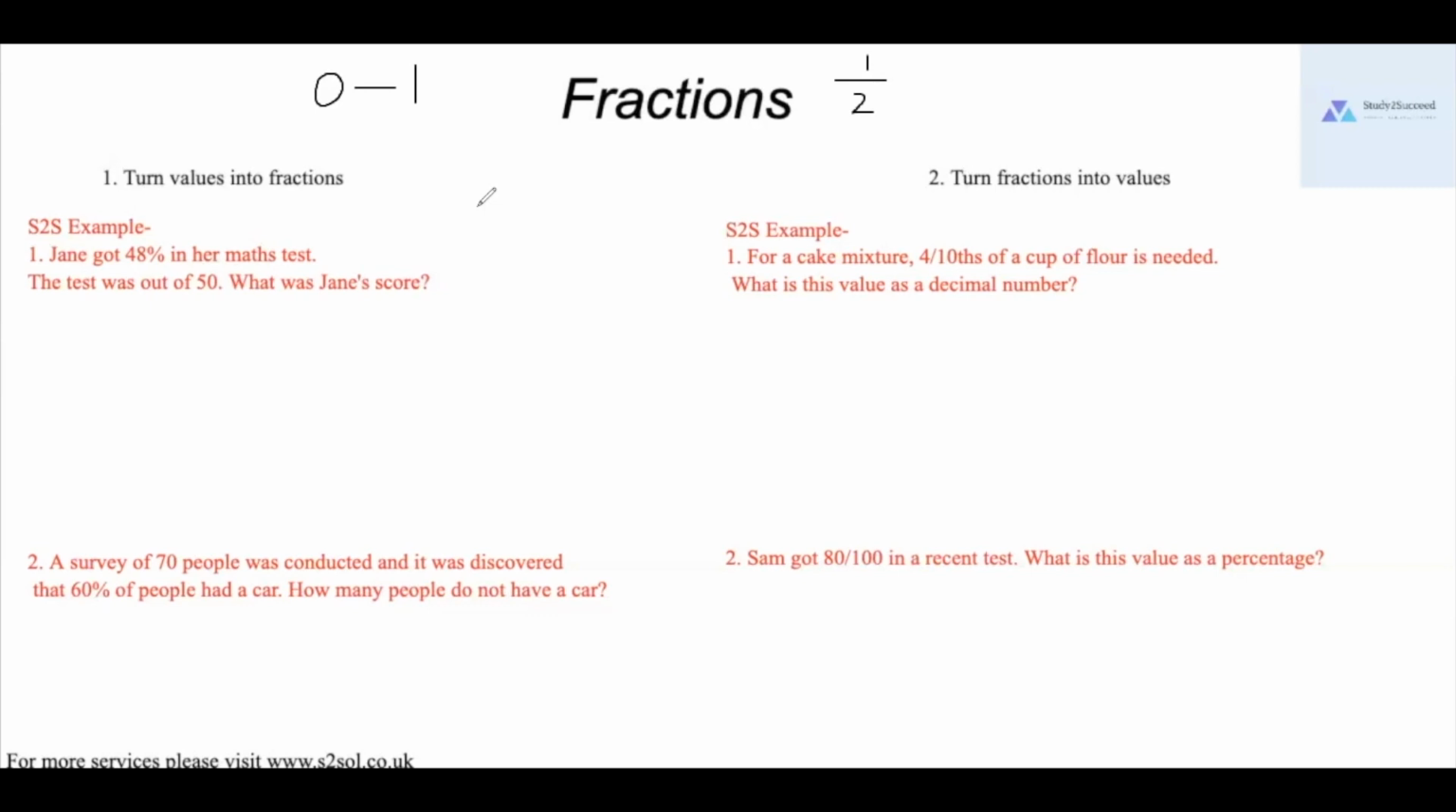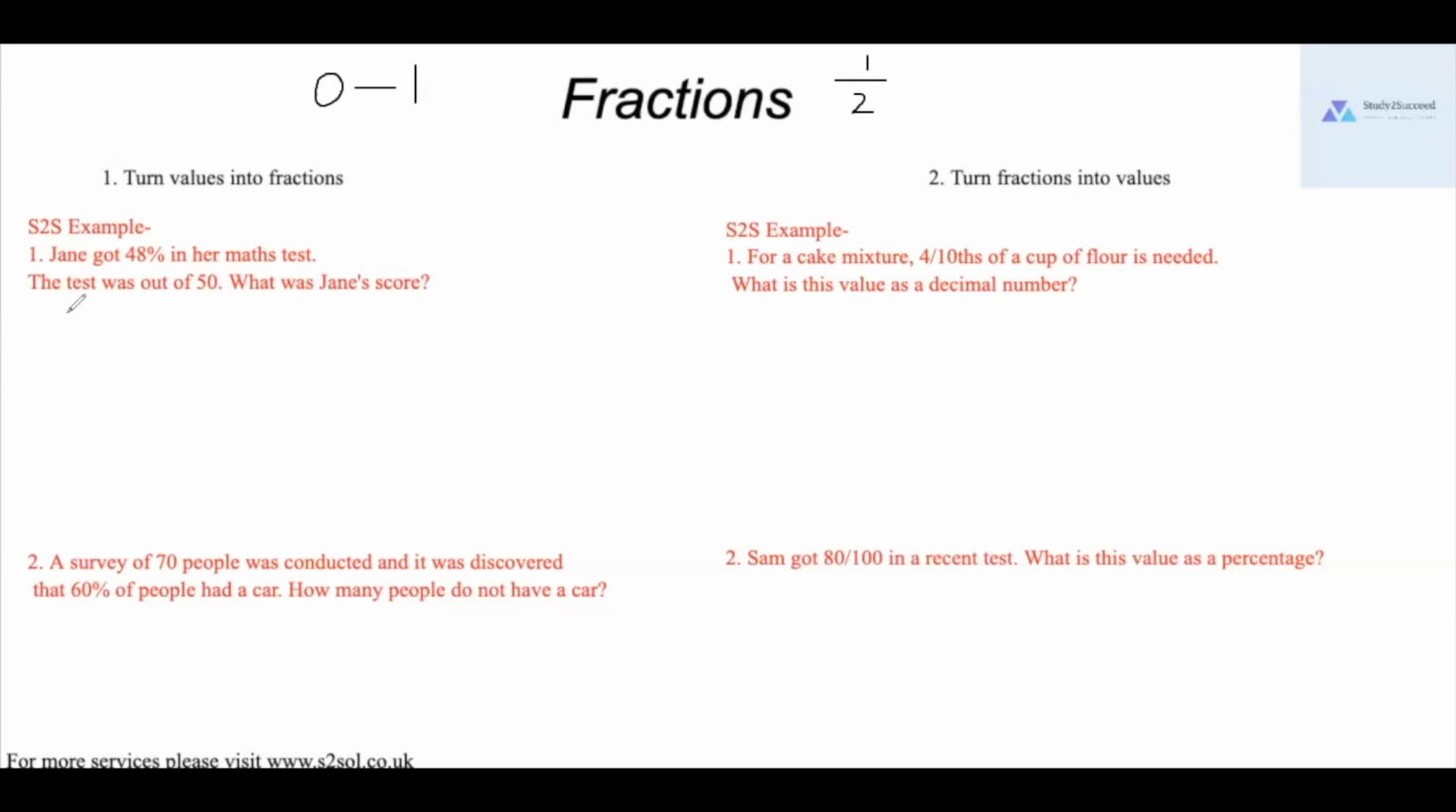So the first thing that we need to know how to do is turn values into fractions. So this is where information is given to us, not in fractional form, and we have to put that into a fractional form. So the first question says, Jane got 48% in her maths test. The test was out of 50. What was Jane's score? So therefore, what we need to do is find out what 48% of 50 is. This is the first step in allowing us to calculate her score in fractional form.